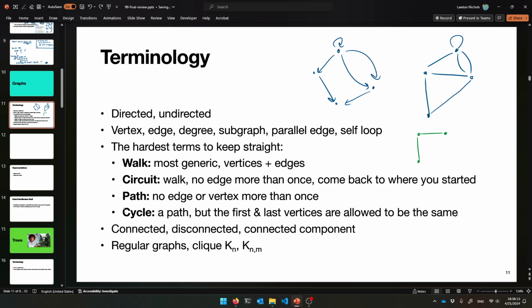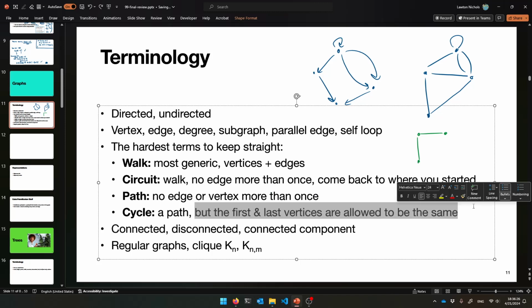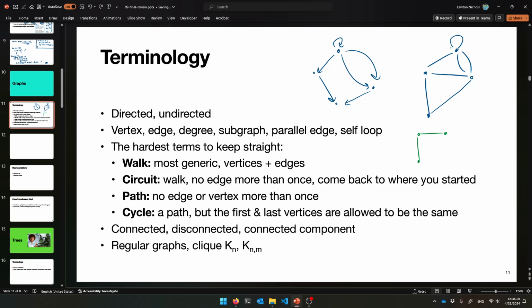And then finally cycle. Cycle is pretty much a path, but you've actually relaxed your side conditions in one way, or maybe there's one last condition. It's a path, but also the first and last vertices get to be the same. So here's a cycle. Like that. All right.